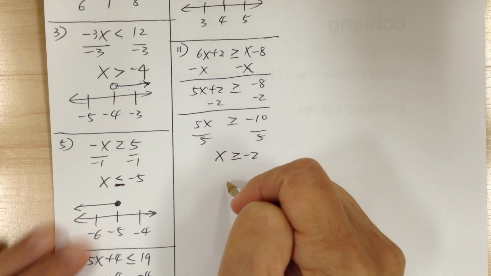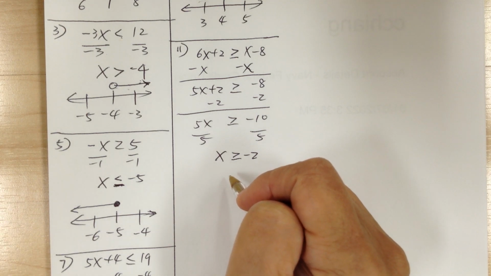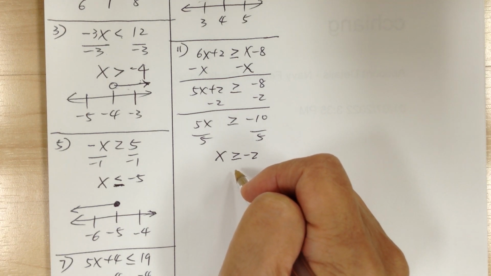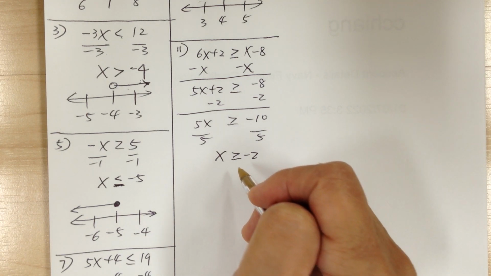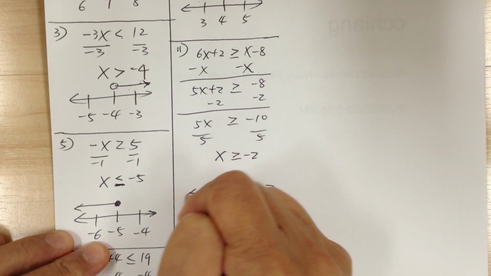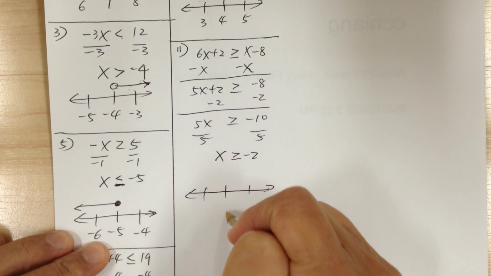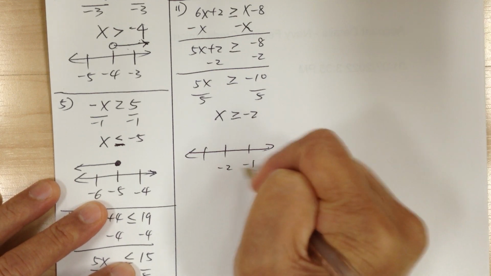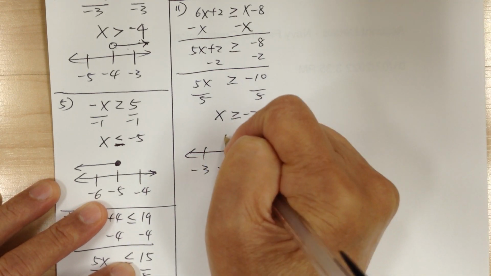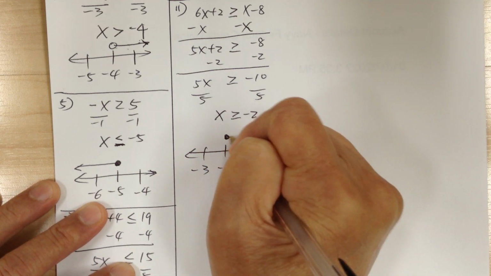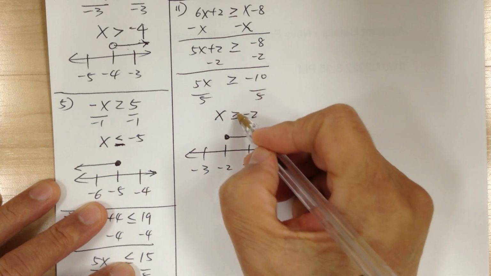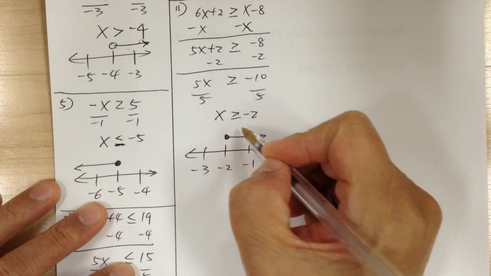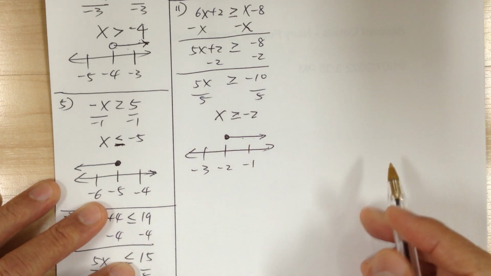And so when you graph these, you're going to have 3 numbers. So it'll be negative 2 in the middle. So it'll be negative 1, negative 3. And this is greater than or equal to, so it matches that. So again, the arrow and the line will go in the same direction if your variable is on the left-hand side.